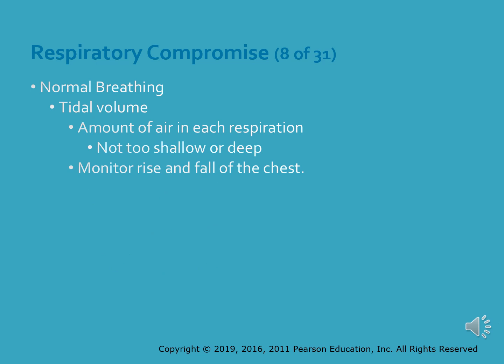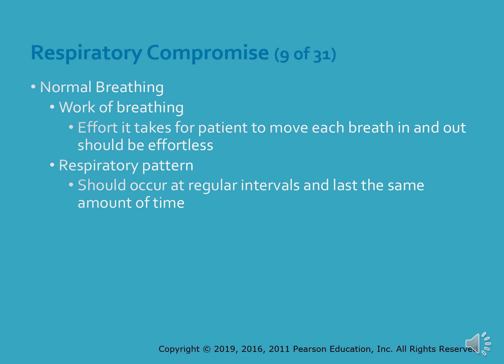Normal breathing includes that tidal volume, which is that amount of air in each respiration. It's not too shallow and it's not too deep. That's when you want to monitor the rise and fall of the chest. With normal breathing, the normal limits are 10 to 30 breaths per minute for an adult. The average range is 12 to 20. The respiratory rate can be as high as 60 for a newborn and steadily decrease with age.